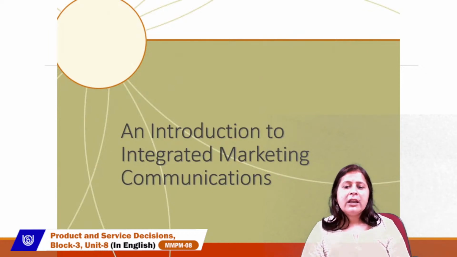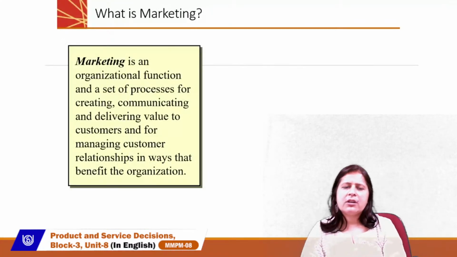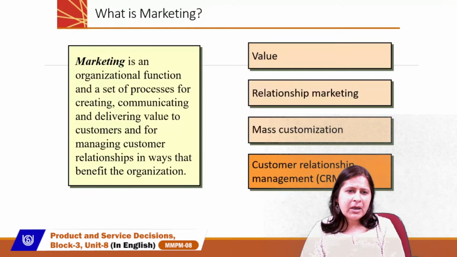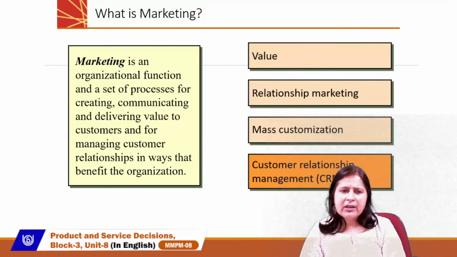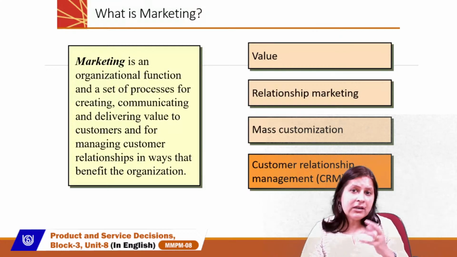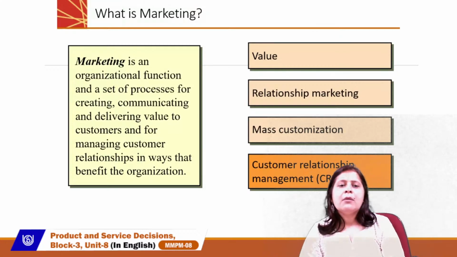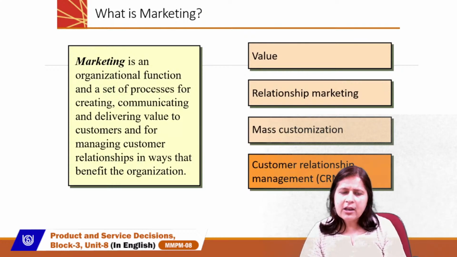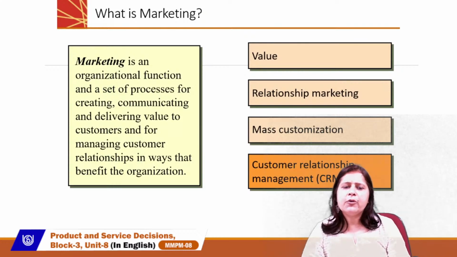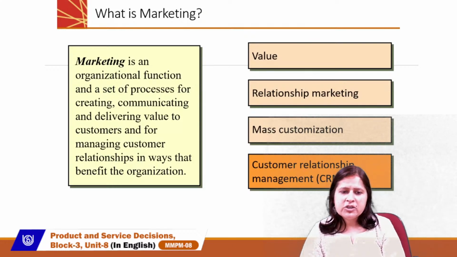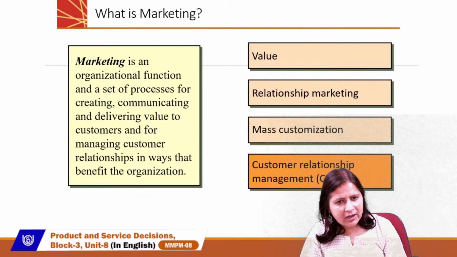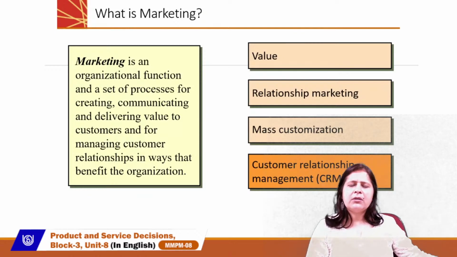Now, next is integrated marketing communication. It is very important to communicate things to the market, right? Say, what is marketing? Marketing is an organizational function and a set of processes for creating, communicating, and delivering value to the customer, and for managing customer relationships in ways that benefit the organization. That is marketing. We discussed the definition of marketing.